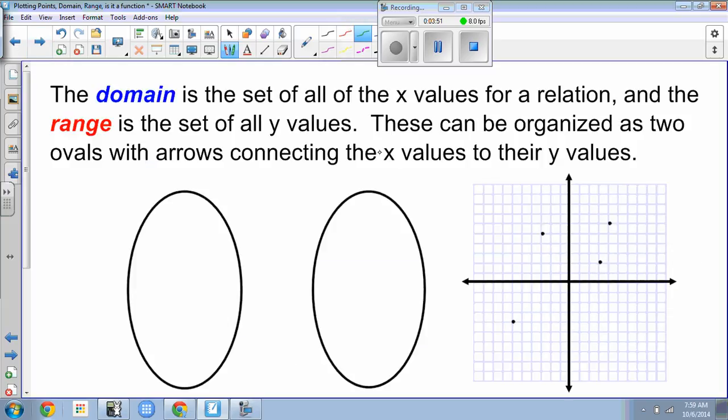All right. Next thing to talk about is domain and range. So when we talk about domain and range, domain is the set of all the x values for a particular relation, and the range is all y values.